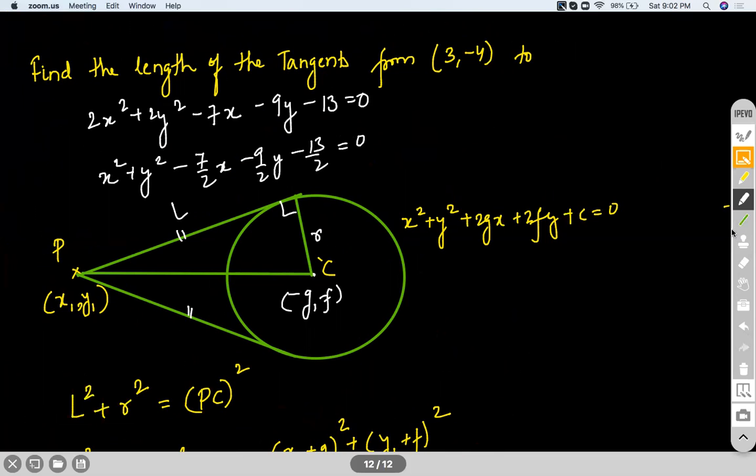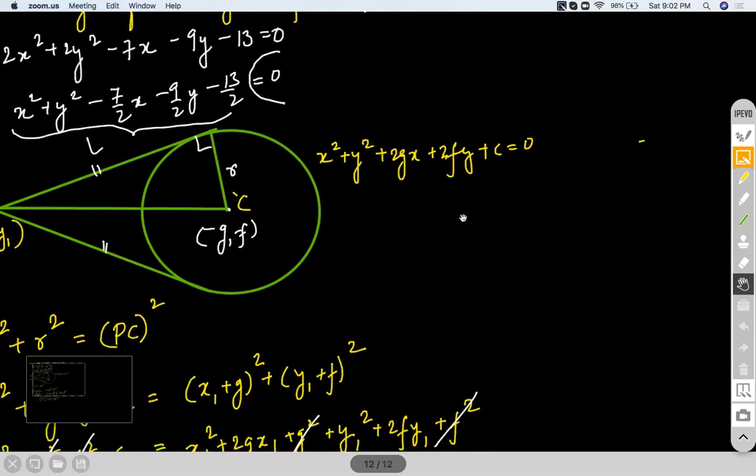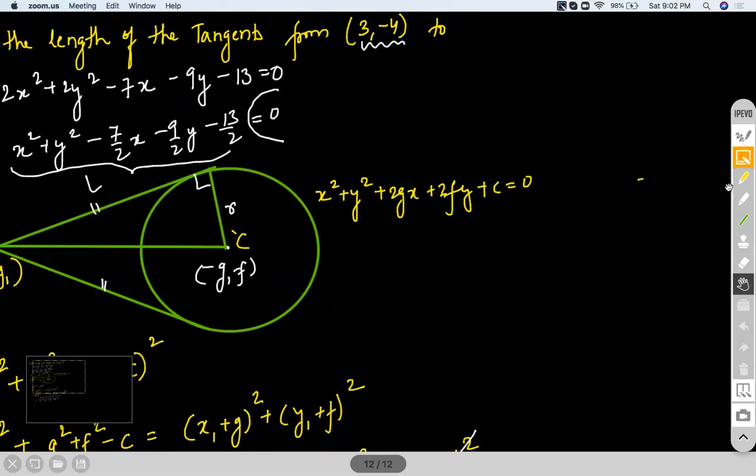Correct? Now, if you want to find the length of the tangent drawn from this point, put this point in place of x and y, and whatever you get, just forget this 0 term. Whatever number you get, take the under root of that. That will be your answer. Okay, so let me just do it quickly.